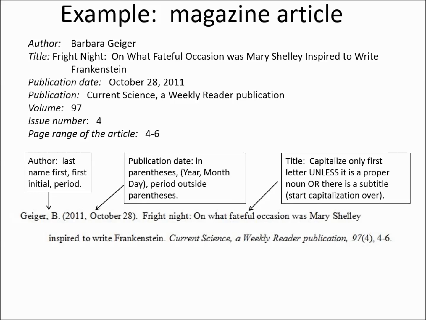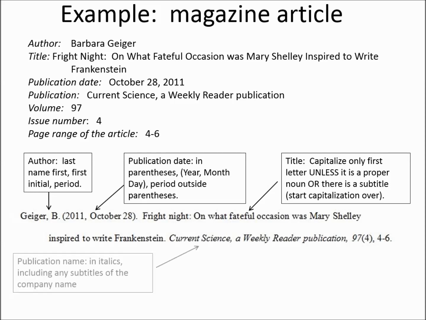The exceptions are proper nouns or if there's a subtitle. As you can see in our example, the proper nouns Mary, Shelley, and Frankenstein are capitalized because they are proper nouns. This article also has a subtitle, separated from the main title with a colon. The word on is capitalized because it is the first word of the subtitle, so capitalization starts over.